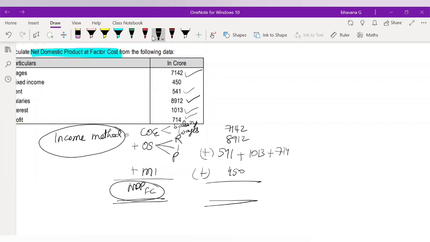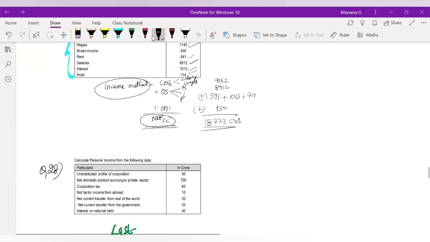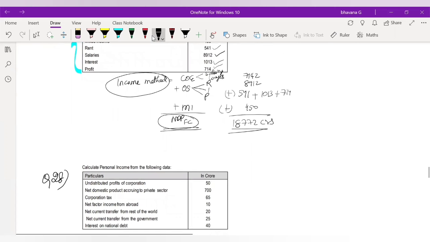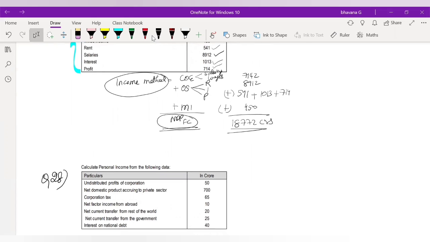So if you add all of these, you will directly get your NDP-FC, which is nothing but, 1 second, I'll just find out the total. Or can someone find out the total and tell me? Yes, the total is 18,772 crores. So this is also an easy sum only. In this, I just wanted to tell you that in compensation of employees, you have salary and wages, and if you do the income method, directly you will get NDP-FC.